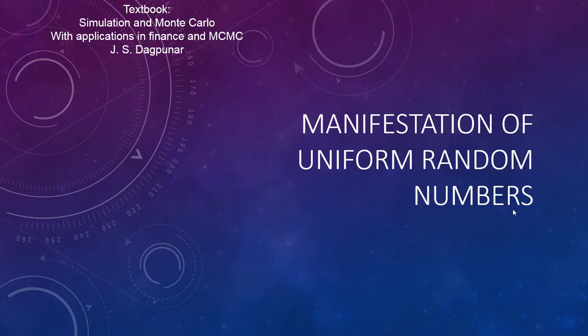Today we want to talk about the generation of the uniform random number. This is chapter 2 in the textbook Simulation and Monte Carlo with Applications in Finance. First of all, I want to go over the chapter overall. What is chapter 2 talking about?